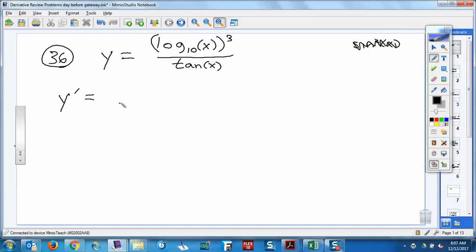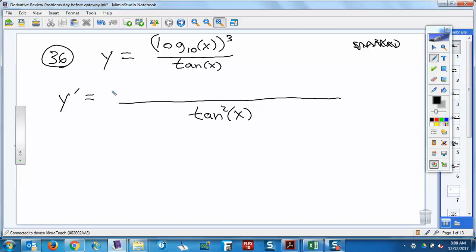Now again, a lot of times what I like to do on a big quotient rule one is to write that bottom down right there so I don't forget about it. Matter of fact, maybe you just put that down there first so you don't forget about it. It's a thought. So now we're going to do the top.